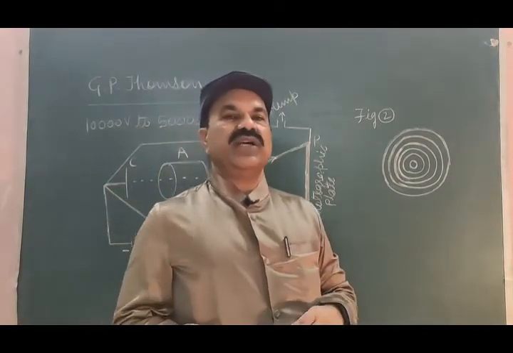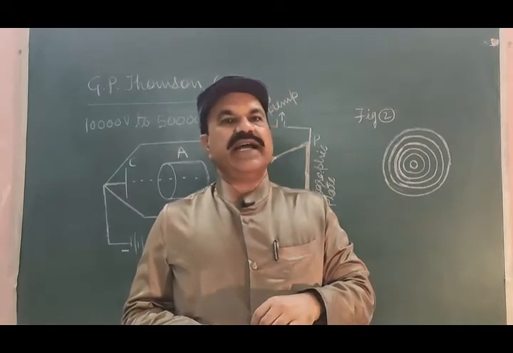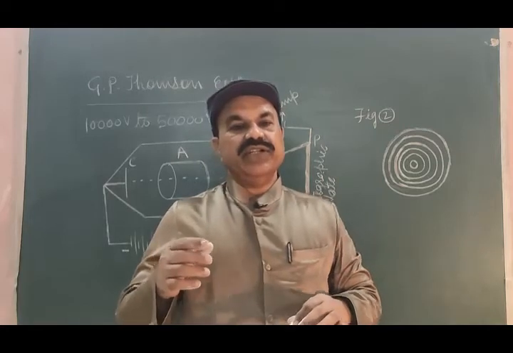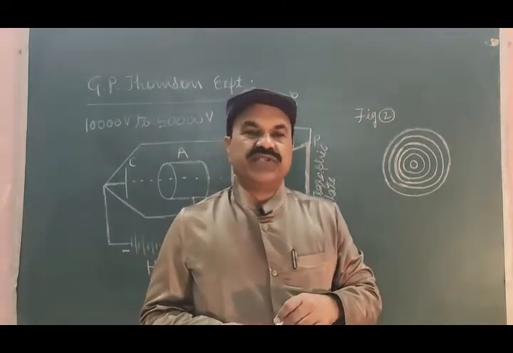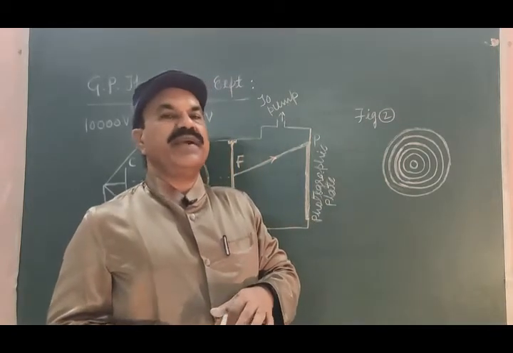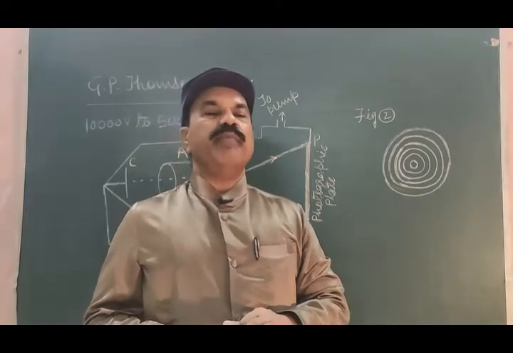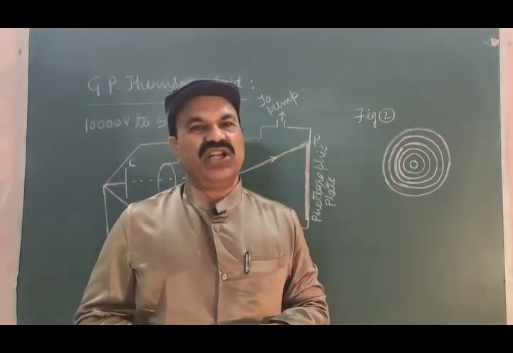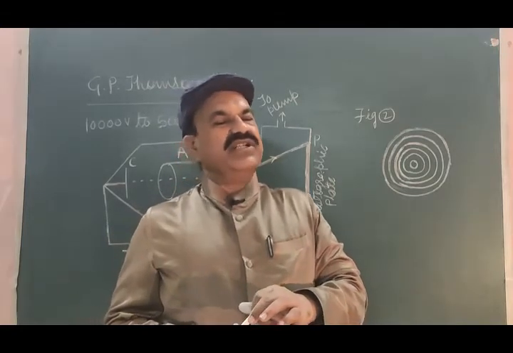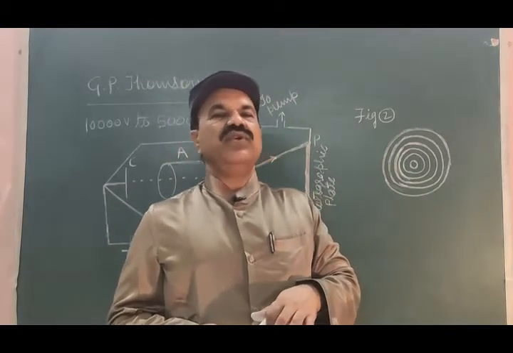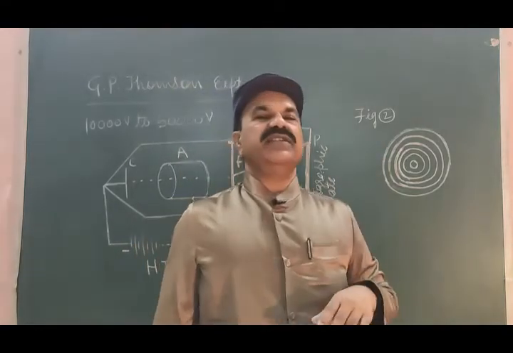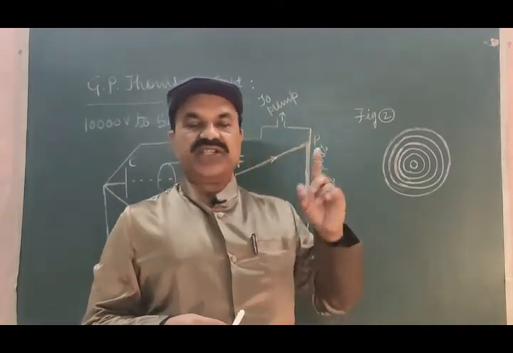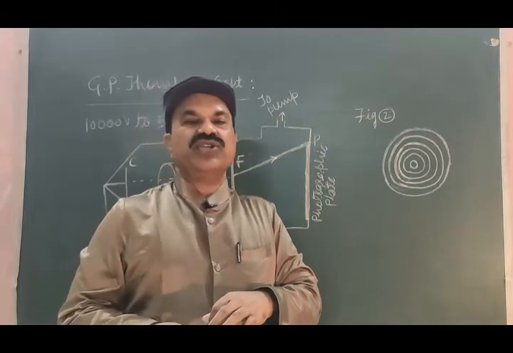Earlier to Thomson, Scherrer and Debye also studied the diffraction pattern of X-rays. To study the diffraction pattern of X-rays, they used powdered crystal. With the help of powdered crystal, Debye and Scherrer were successful in getting the diffraction pattern of X-rays. But G.P. Thomson used electrons to get a diffraction pattern, not X-rays.